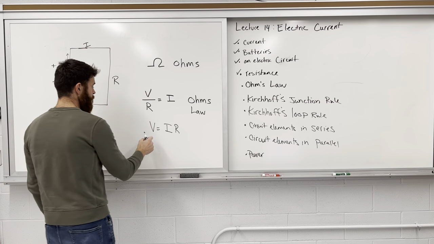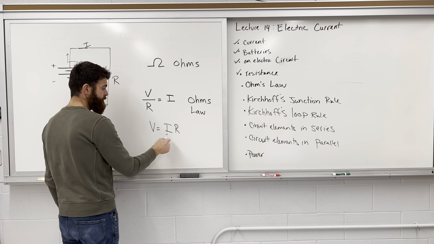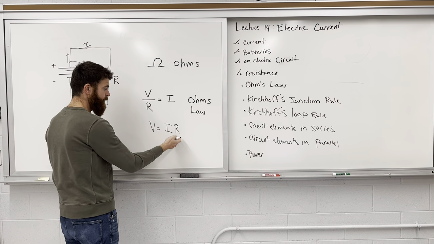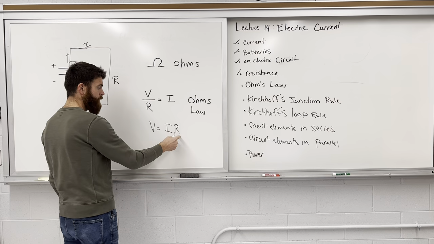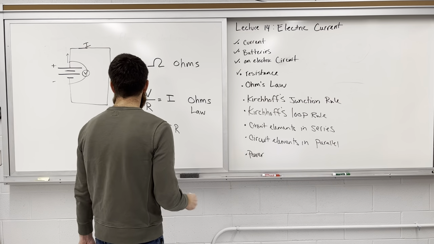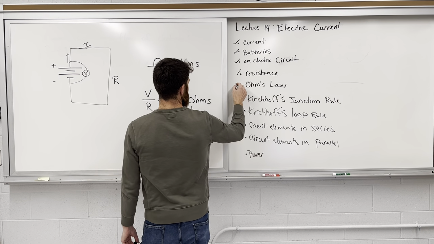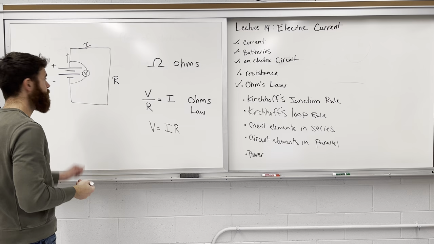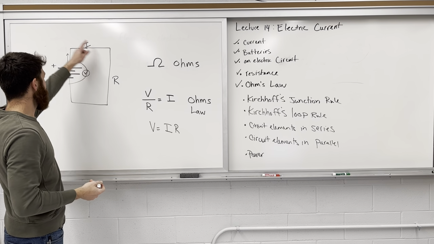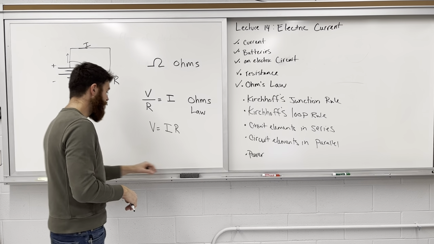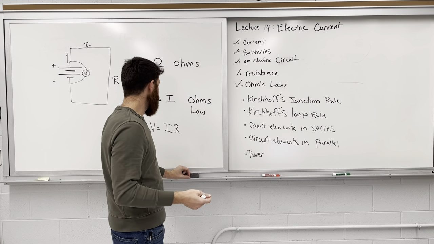All right, so if we know the voltage and we know the resistance, we can calculate the current. Conversely, if we know the voltage and the current, we can calculate the resistance. Or if we know the current and the resistance, we can calculate the voltage. So that is Ohm's law. Now, this circuit here would be a short circuit. The current would just flow because there's very little resistance in just the copper wire. And this battery would run dead very quickly.